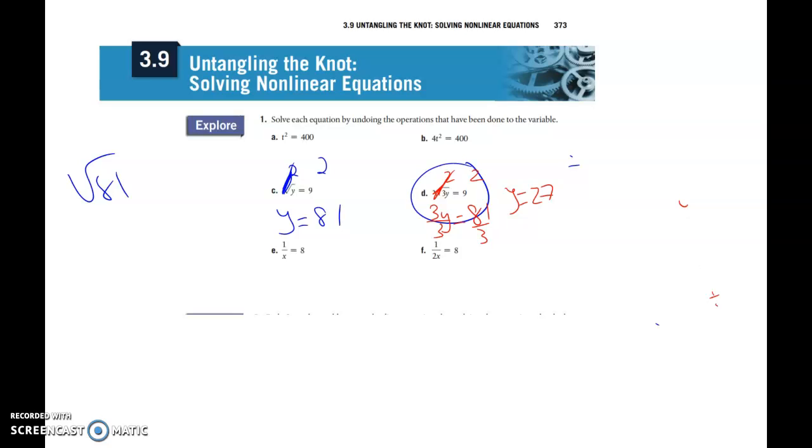So if I sub in, let's try that. So square root of 3 times 27. So I'm just subbing in my answer to check it. Square root of 81 is 9, and it balances with 9, so I know I'm right.